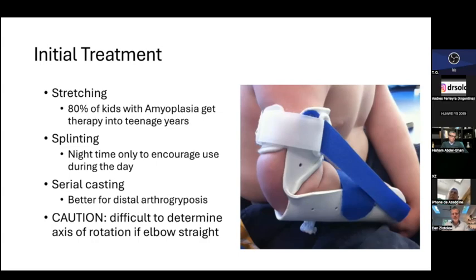And I think the biggest thing to think about when you're going to stretch an elbow is that if you have less than 30 degrees of elbow flexion, it's really difficult to determine the axis of rotation. And if that's the case, you're going to end up bending the elbow in the wrong direction. So just be very careful. I generally counsel my patients against passive stretching of any kind if they have less than 30 degrees of elbow flexion.